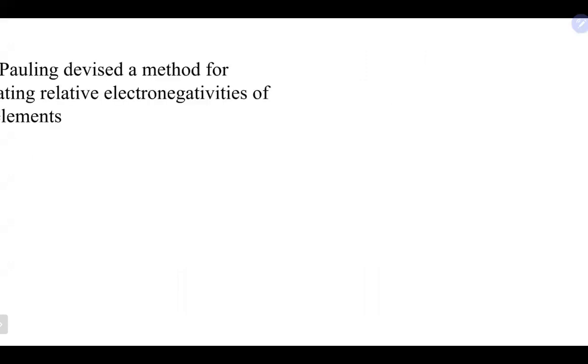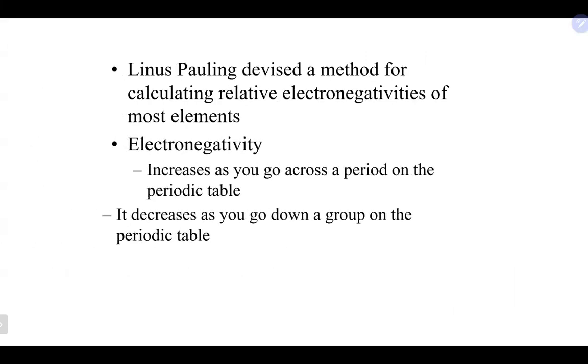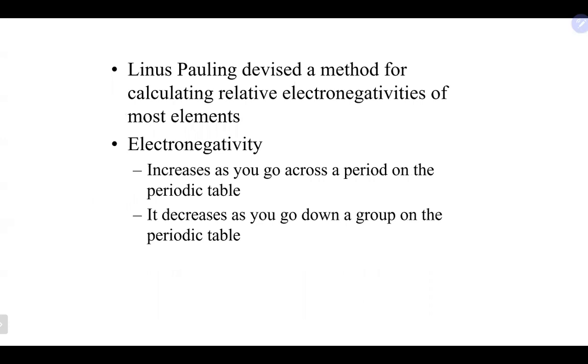So a guy by the name of Pauling, he did a lot of things, but one thing that he did was come up with a scale for electronegativity, which runs from 0 to 4. And 4 is the most electronegative element you could have, and 0 is obviously not so much.